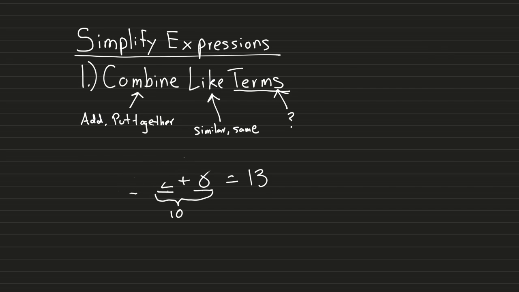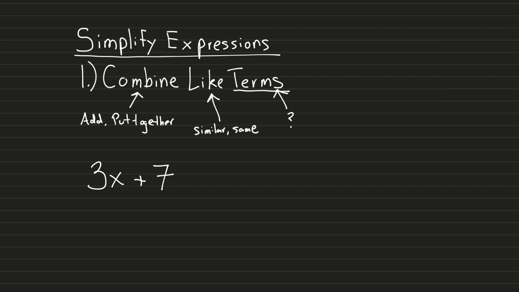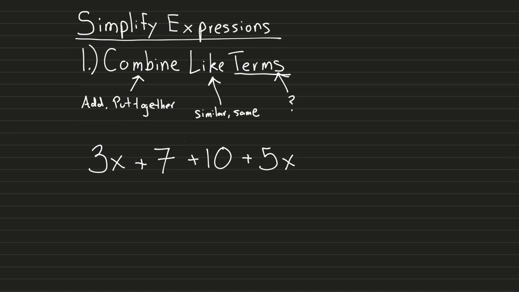Let's get rid of this stuff here. So what happens if we have 3x, remember that's just 3 times x, or 3 x's, and we add 7 to that. Maybe we add 10 to that. And maybe we add 5 more x's. Now this starts to look a little bit scary, but it's really not that bad, because the thing that we're going to do is we're going to identify our like terms.